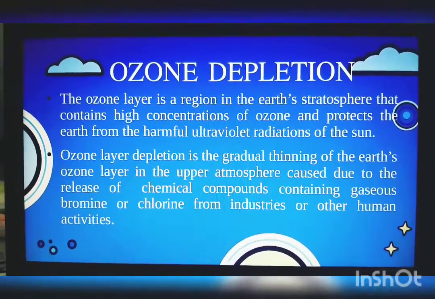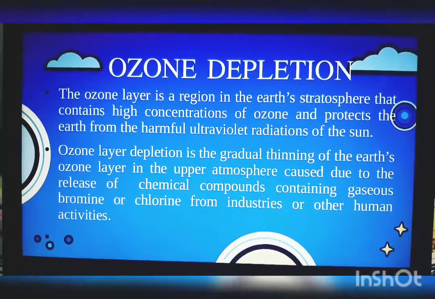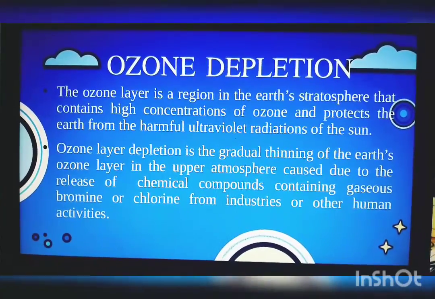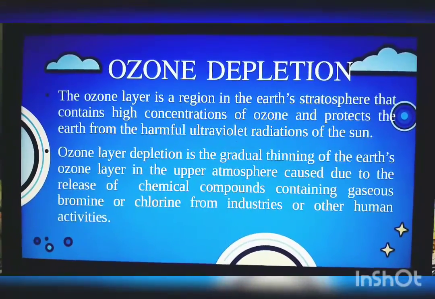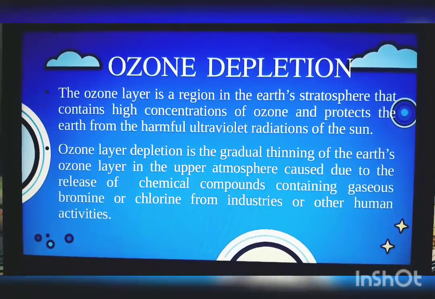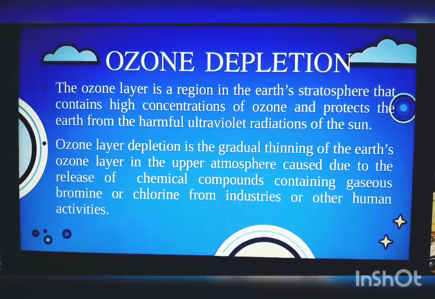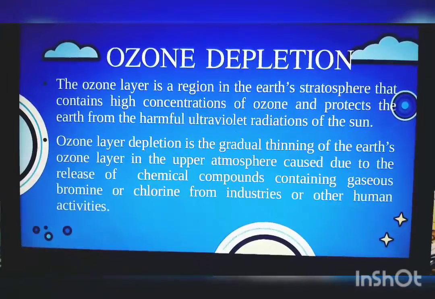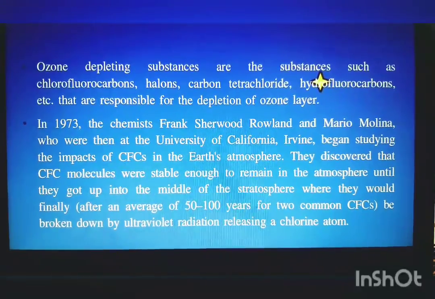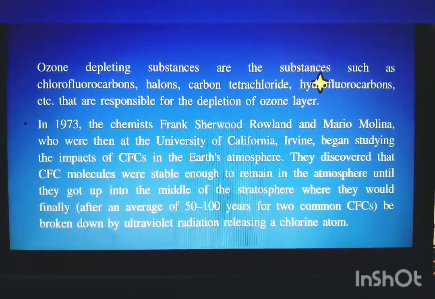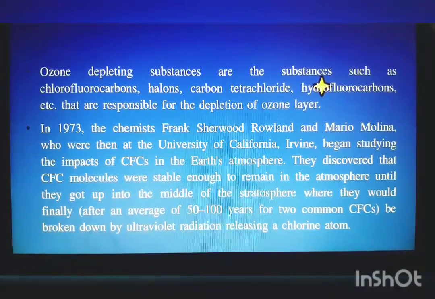Let's have a look into what is ozone depletion. The ozone layer is a region in the Earth's atmosphere that contains high concentration of ozone and protects the Earth from the harmful ultraviolet radiations of the Sun. The ozone layer depletion is the gradual thinning of the Earth's ozone layer in the upper atmosphere caused due to the release of chemical compounds containing gaseous bromine or chlorine from industries or other human activities. Ozone depleting substances are substances such as chlorofluorocarbons, halogens, carbon tetrachloride, hydrofluorocarbons, etc., that are responsible for the depletion of ozone layer.